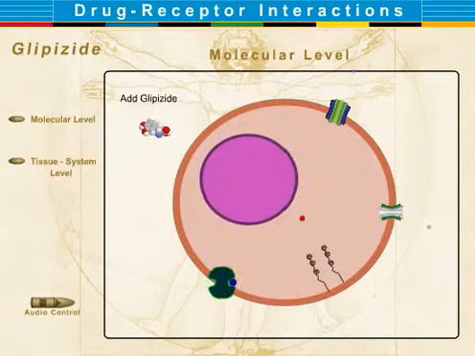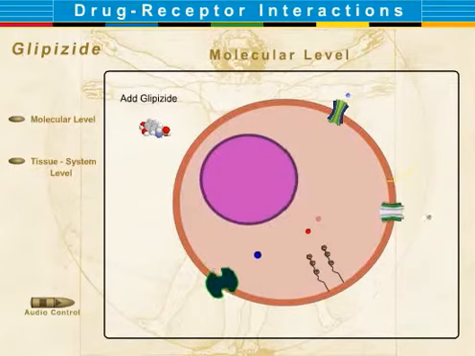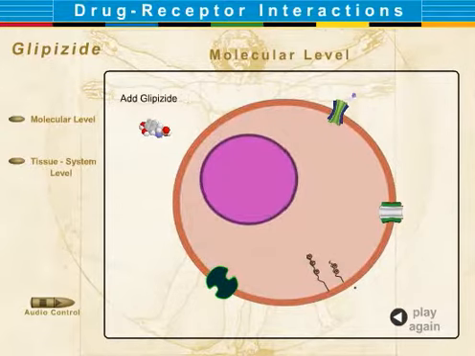Glucose, blue, enters the beta cells of the pancreas via the GLUT1 glucose transporter. As glucose concentration goes up inside the cell, ATP production, red, increases. These ATP molecules migrate to the potassium channels and cause them to close. This causes depolarization of the cell membrane, spreading yellow waves or rings, which cause the calcium channels to open.